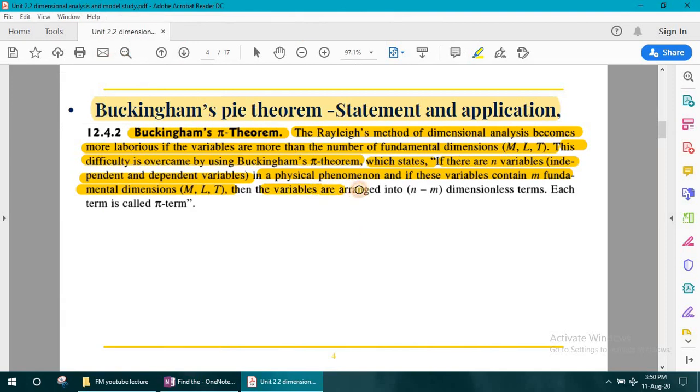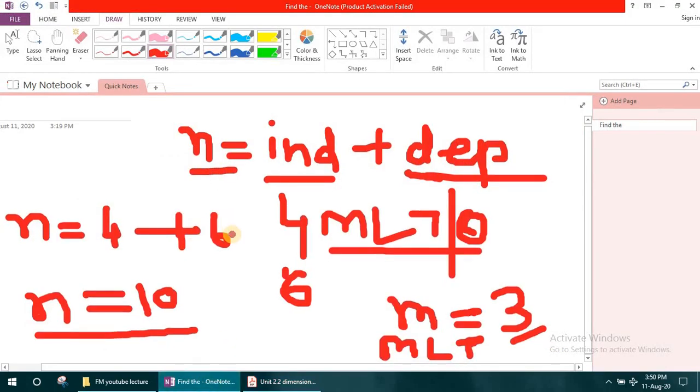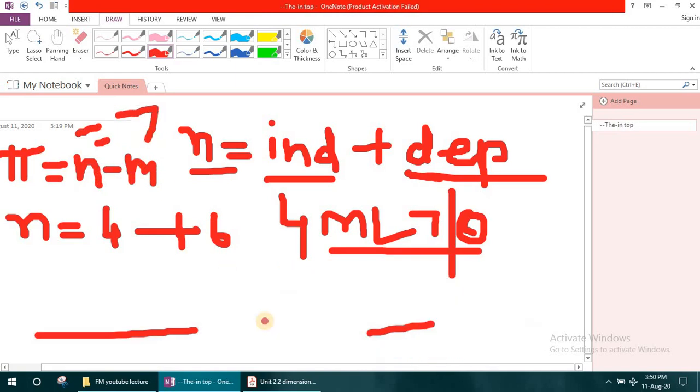Then the pi terms will be arranged in n minus m, which are known as dimensionless terms. Then what will be the number of dimensionless terms? I will explain to you. Suppose the n value is 10, and suppose m is equal to 3, then the number of pi terms is equal to n minus m. So what will the answer be? 10 minus 3, so the answer will be 7. So we have to solve the problem for pi equal to 7.